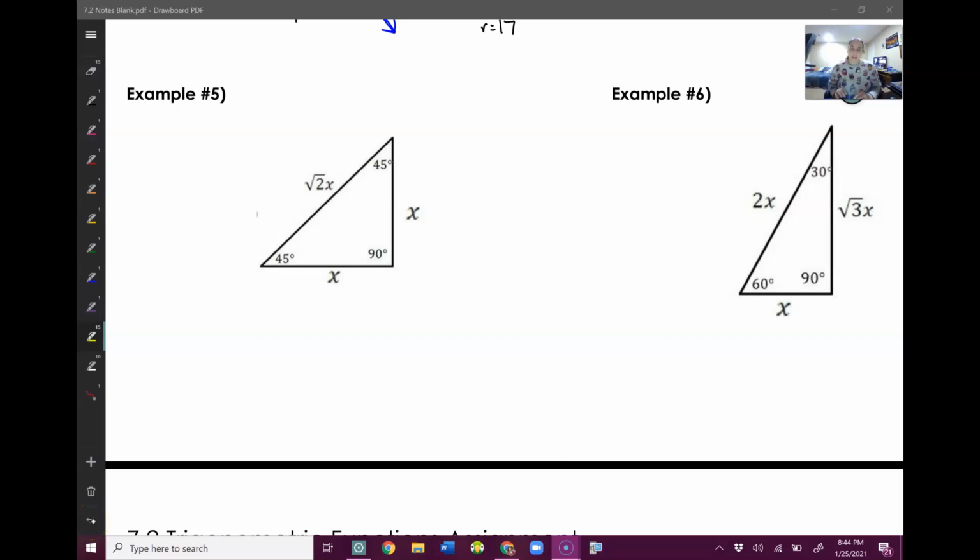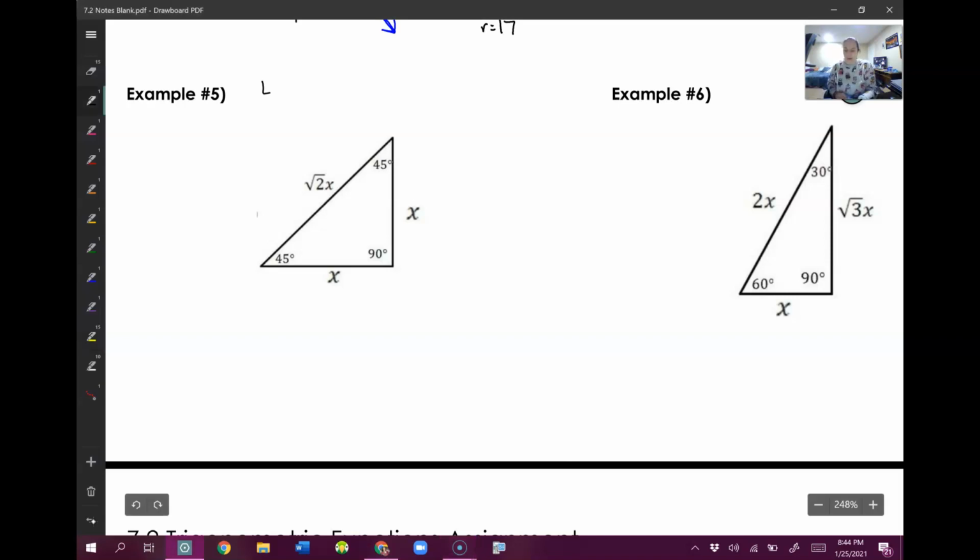Last part of today's lesson are what we call special right triangles. Now they're called special right triangles because they hold special properties, or I should say special patterns. So the first special right triangle that we're going to look at is in example number 5. And in example number 5, this is showing the special right triangle, which we call a 45, 45, 90 triangle. We call it that because those are the angles on it.